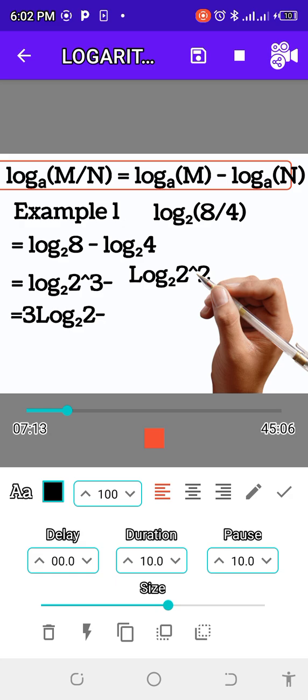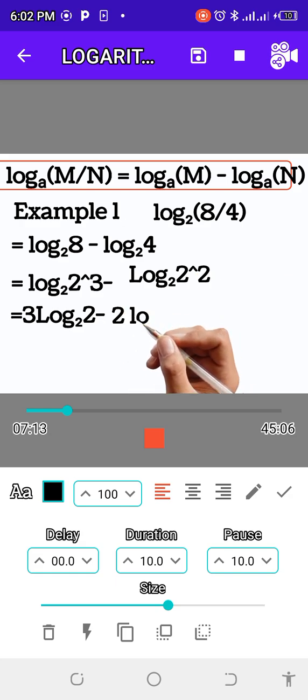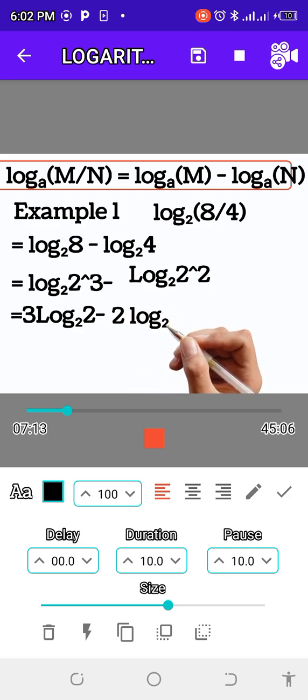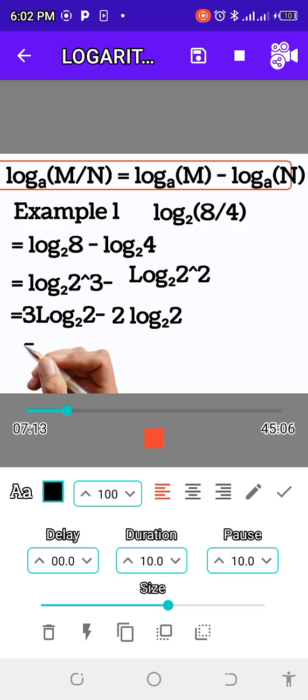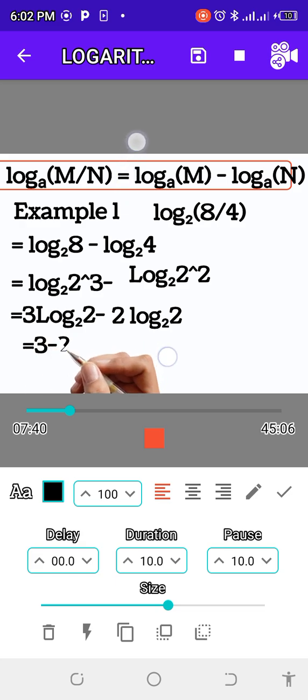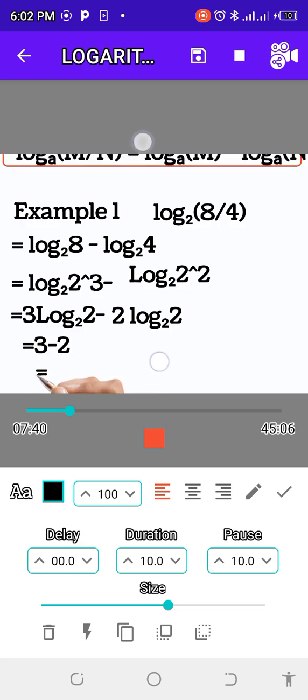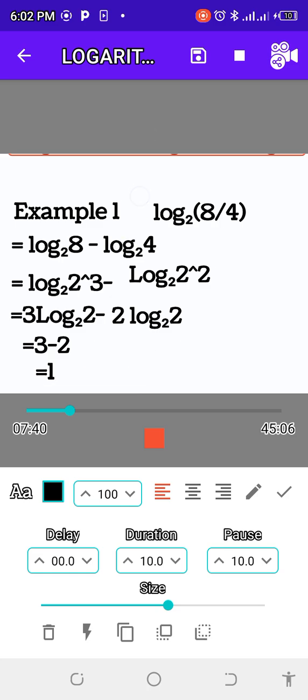Log of the base is equal to 1. So log 2 base 2 is equal to 1. So you now have 3 minus 2, because log 2 base 2 is 1. And 3 minus 2 will give you what? 1.